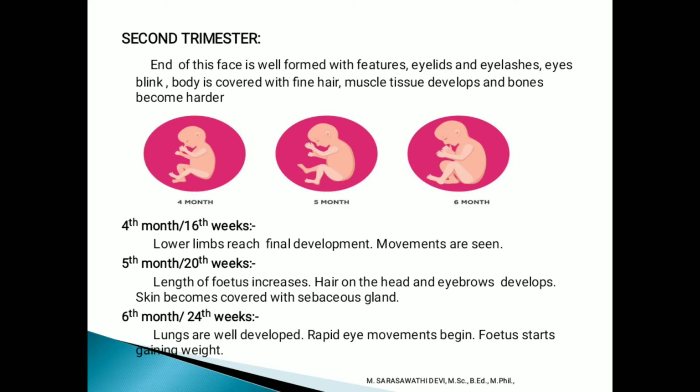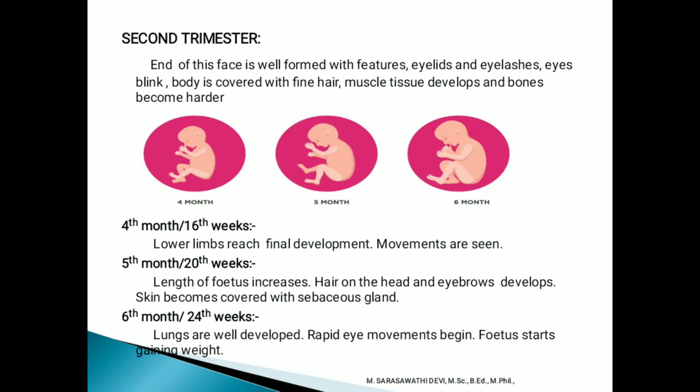Third month or 12th week, eyes and ears are well developed. Then ossification of the long bones is seen. Urine formation begins. Second trimester. The end of this phase is a well-formed fetus with features: eyelids and eyelashes, eye blinking, the body covered with fine hair, muscle tissue development and bones becoming harder. Fourth month or 16th week, lower limbs reach final development and movements are seen.